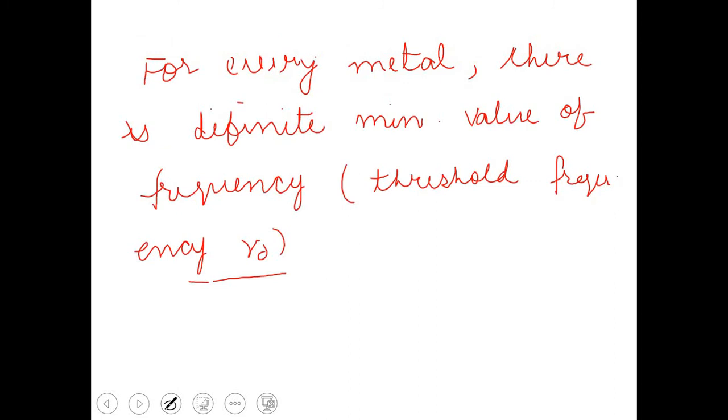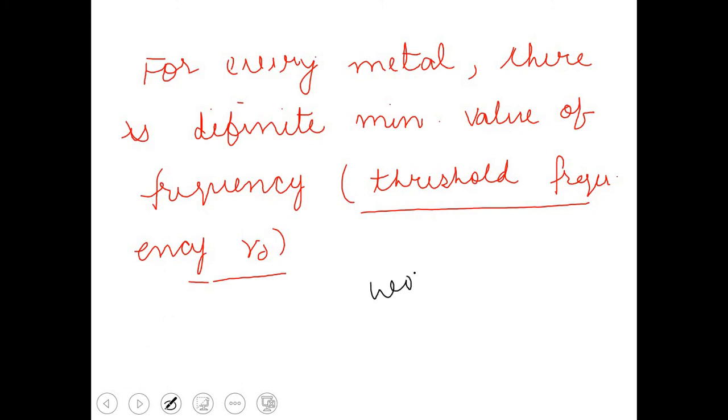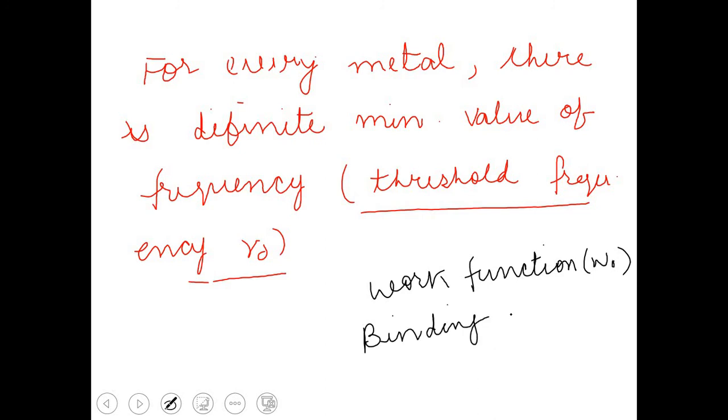And one more point I want to tell you here, that this threshold frequency is also called the work function, which is represented by the symbol W naught. All of them have the same meaning, and it is also called the binding energy. We will discuss all these points just now.